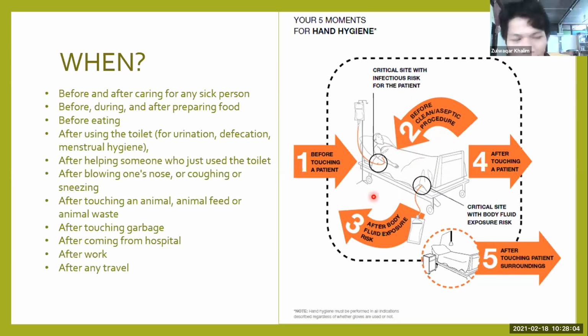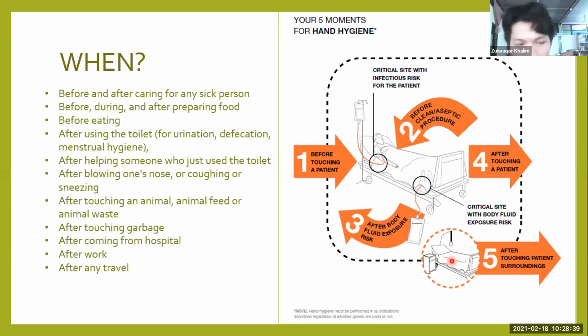Third, we should wash our hands after body fluid exposure or risk, such as when we contact blood or patient discharge, or respiratory discharge. Fourth, after touching the patient. And the fifth one is after touching patient surroundings, including the beds, the instruments, the tables, because it's to protect ourselves from the organisms that may be present from the patient.